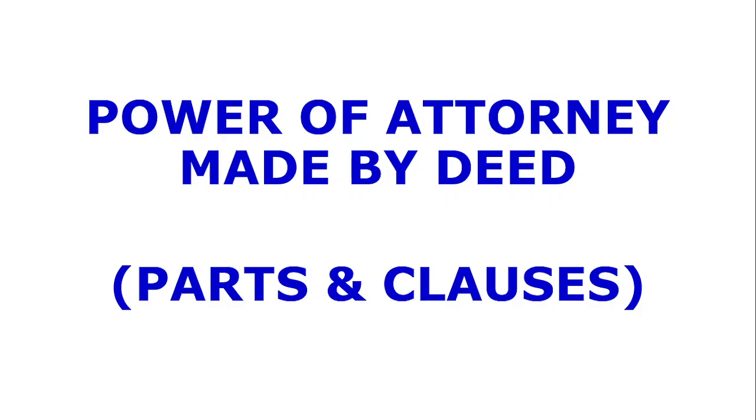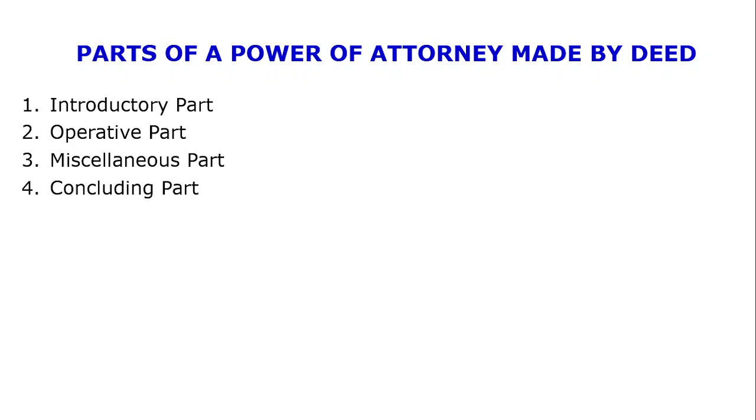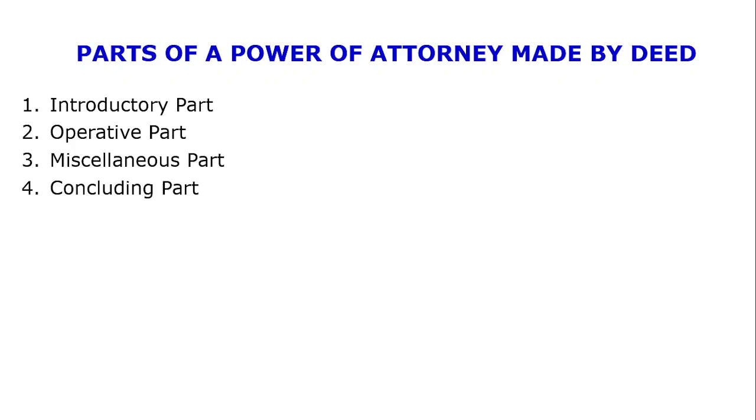So what are the parts of a power of attorney made by deed? Say you are confronted with a question in your bar finance examination asking you to list the parts of a power of attorney made by way of deed. Then you remember what we learned under our topic on deed. Every deed is divided into 4 parts, and that is the same for any type of deed. You have the introductory part, operative part, miscellaneous part, and the concluding part. Let's go again: introductory part, operative part, miscellaneous part, concluding part.